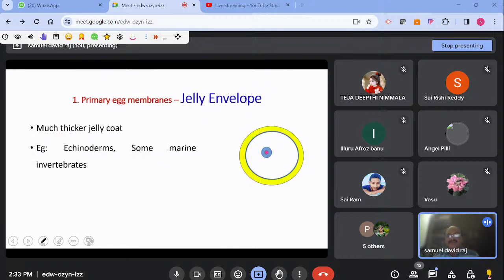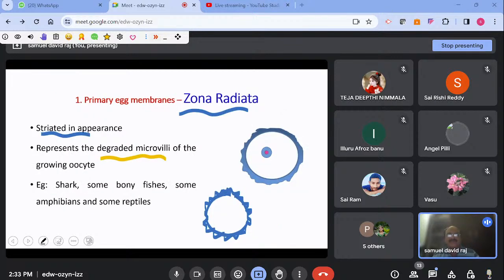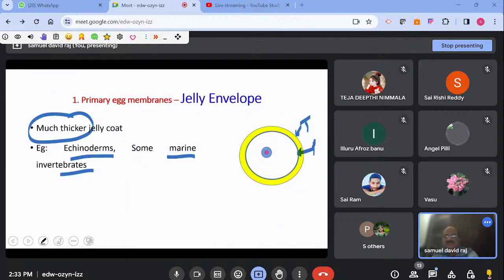And the third one is the jelly envelope. This is also present over the plasma membrane. So this is the plasma membrane, this is the jelly envelope, and this is much thicker when compared with the other ones, and it is present in echinoderms and some marine invertebrates. Thus, there are three kinds of primary egg membranes: vitelline membrane, zona radiata, and jelly envelope. So you have to remember these three names and also the examples.